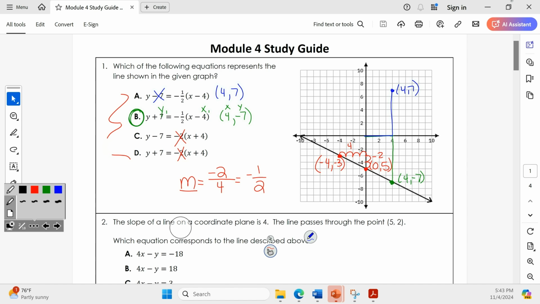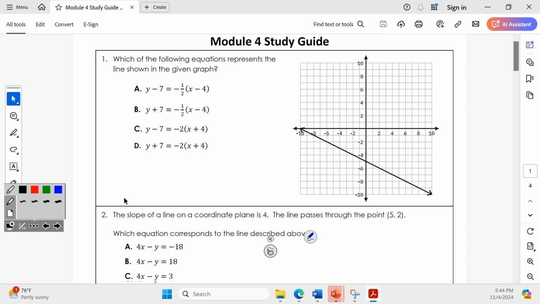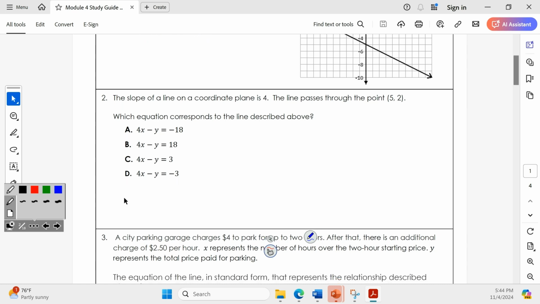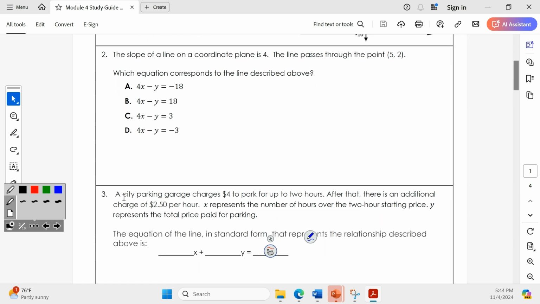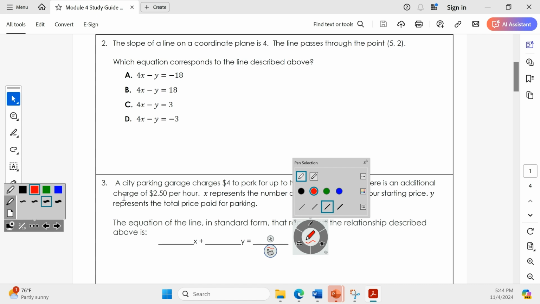Okay, so let's erase that. And let's go on to problem number 2. Try to get 2 and 3 both on the same side. So the slope of a line on a coordinate plane is 4. Okay, so the slope is 4. So M is equal to 4.